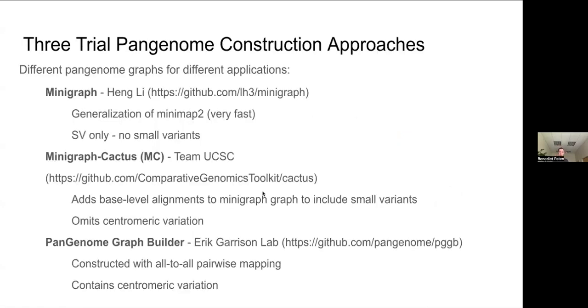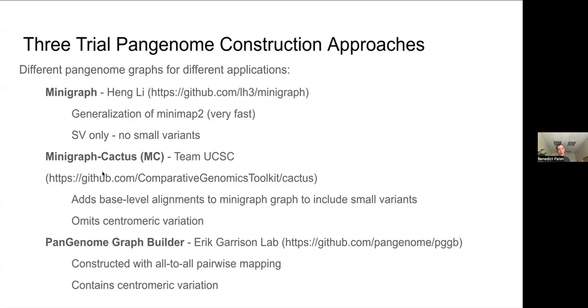We also, in the project, spent a lot of time playing around with different ways to align these assemblies together, to figure out the right way to build these genome alignments and genome graphs. There isn't time to talk about all the details here, but there are essentially three pipelines right now. One is Minigraph, which is Heng Li's tool. It's really focused on just displaying structural variation. It doesn't admit small variants, and it's very useful because it's very, very fast.